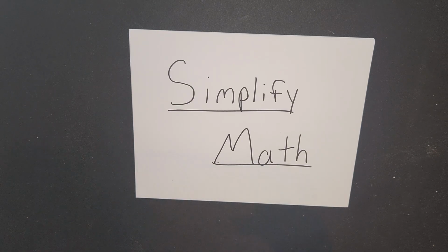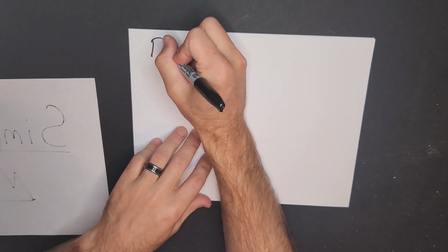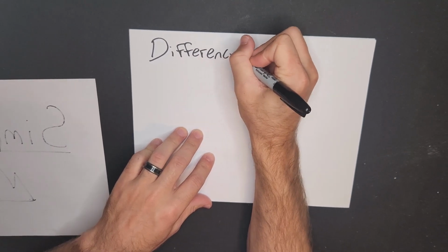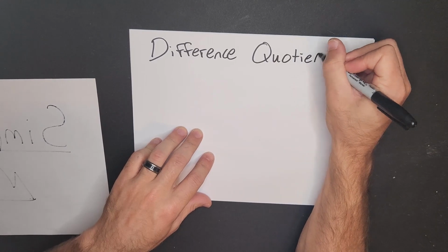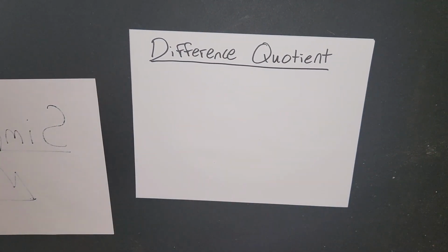We're going with a little bit more complicated concept this time. We're talking about something called the difference quotient. So, the difference quotient is a little bit more complicated concept.